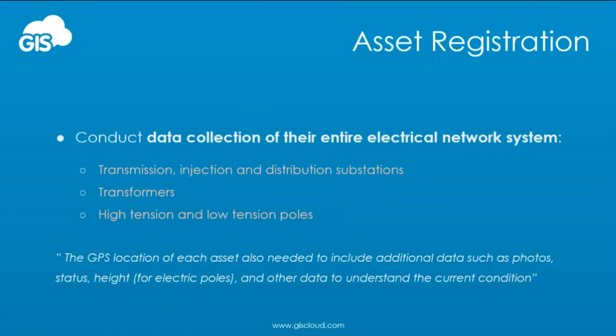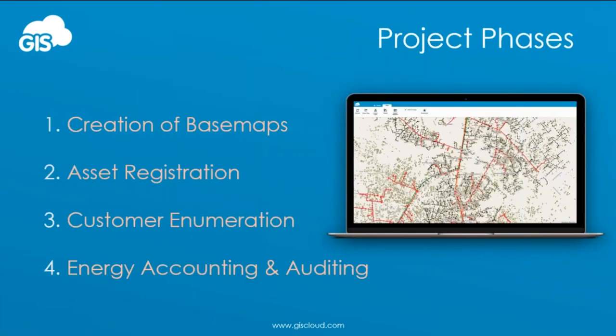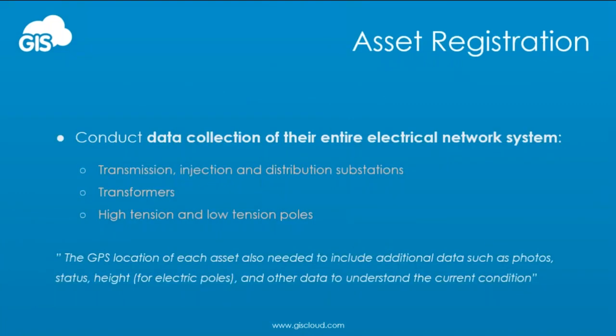So, in order to attend to these challenges, Enugu DISCO decided to get involved in a project that can help us address this. We have project phases that run from creation of base map for the DISCO. Then we have asset registration, customer enumeration, after which we then have the energy accounting and auditing.